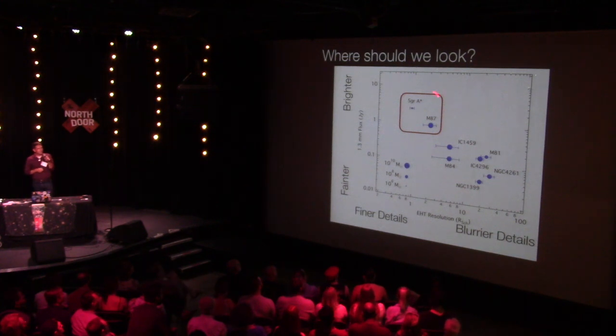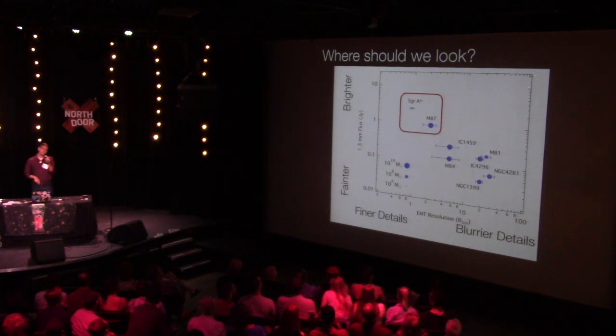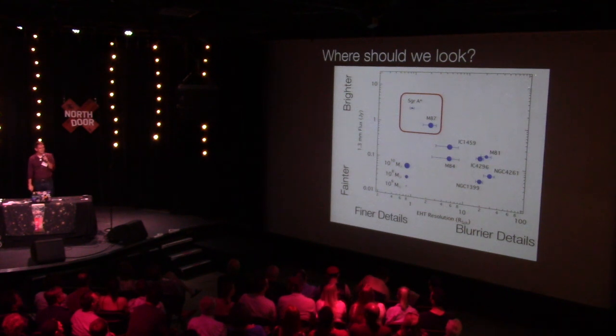One is Sagittarius A star. This is a black hole at the center of our galaxy. It's quite bright. The material around its disk, because it's so close to us, is very bright for our telescopes. But it's kind of a piddly little black hole as far as things go. It only weighs about 4 million times the mass of our sun.